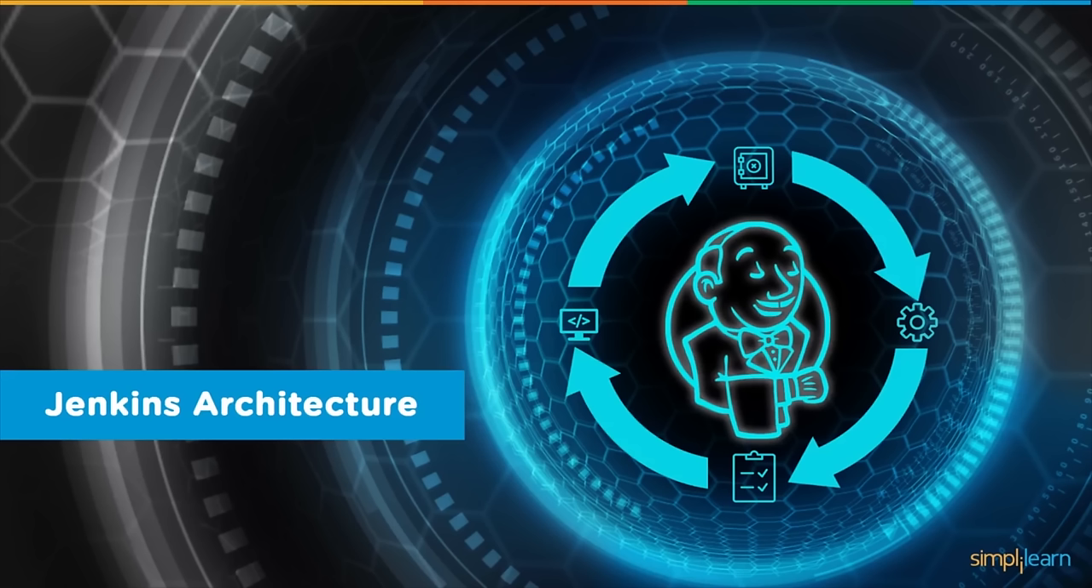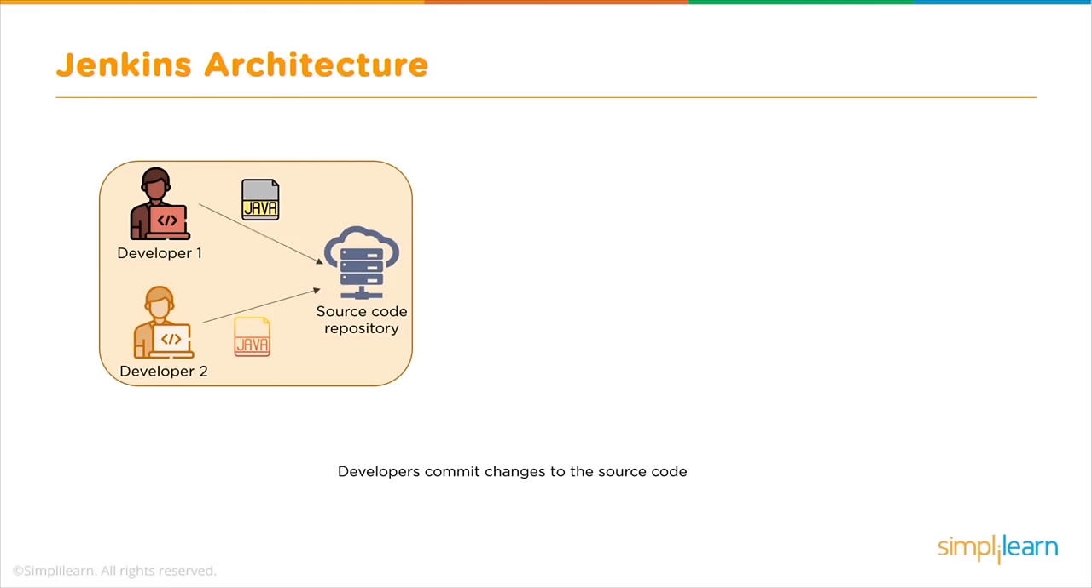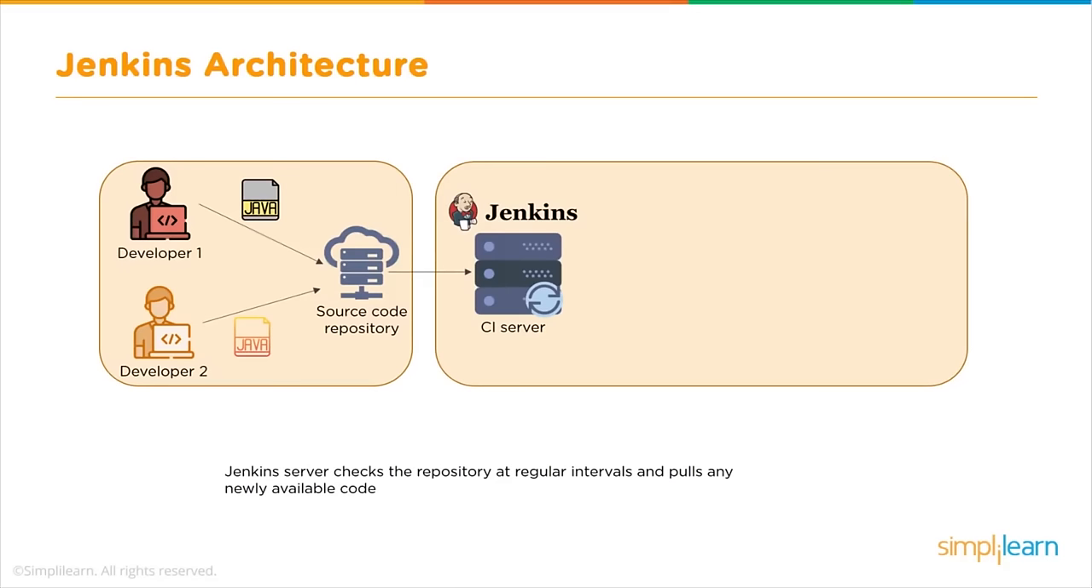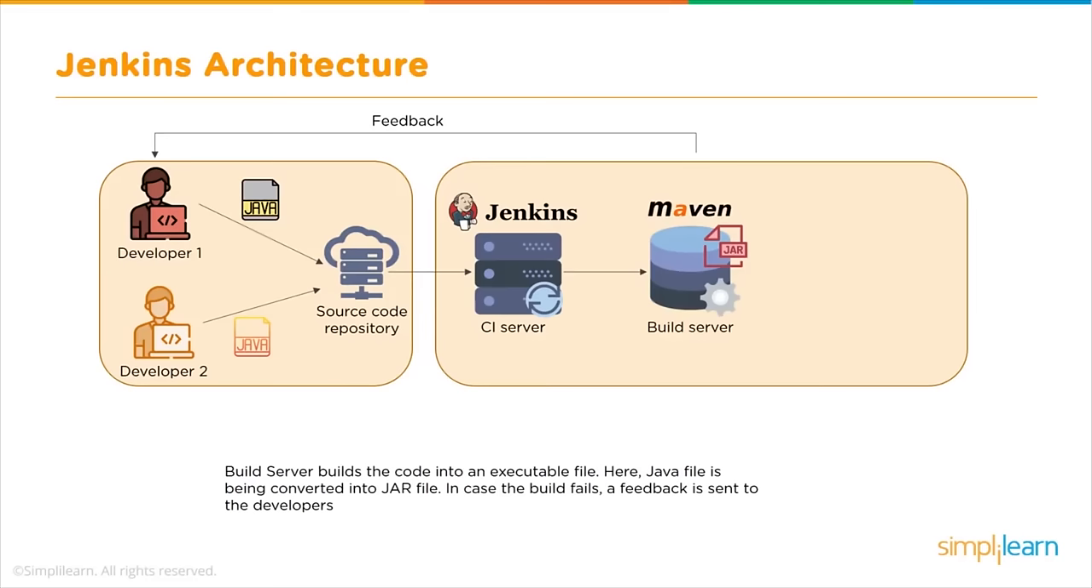So let's talk about the architecture within Jenkins that allows you to be so effective at applying a continuous delivery DevOps environment. The server architecture really is broken up into two sections. On the left-hand side, you have the code the developers are writing and submitting to a source code repository. From there, Jenkins is your continuous integration server. It will pull any code that's been sent to the source code repository and run tests against it. It'll use a build service such as Maven to then build the code.